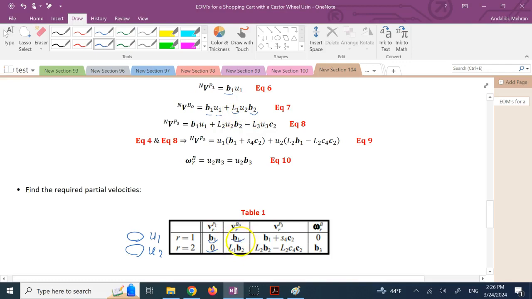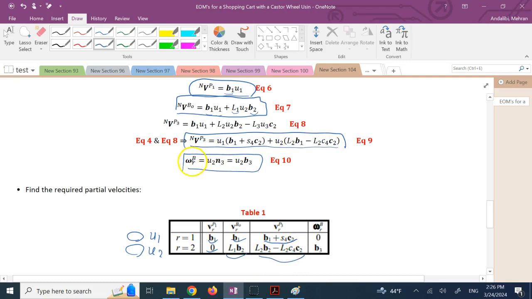If you look at velocity of P3, then in the simplified version where U3 is gone, for U1 you have B1 plus S for C2, and for U2 we have L2 B1 minus L2 C for C2, and that is this guy. And finally for omega of B, the thing we have is basically U2 B3, so 0 for U1, and for U2 it is B3, and this is what you have here.